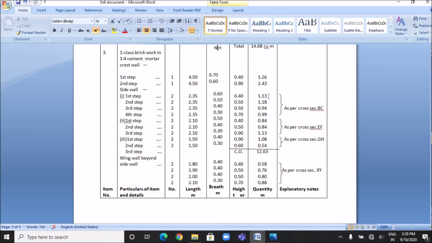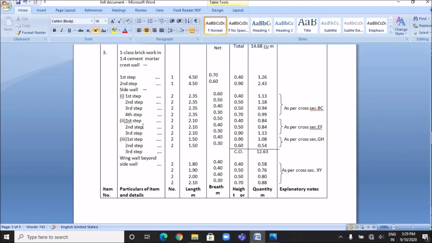For the first step, the quantity of first class brickwork is 1.13 cubic meter. For the second step, the quantity of first class brickwork is 1.18 cubic meter. For the third step, the quantity of first class brickwork will be 0.94 cubic meter. For the fourth step, the quantity of first class brickwork will be 0.99 cubic meter.